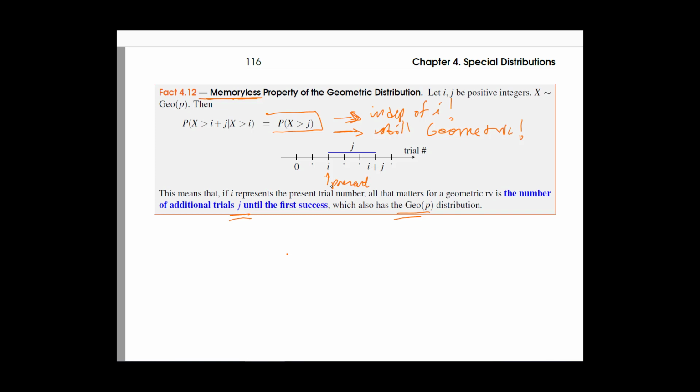Now, in the case of flipping coins, it's intuitive that it should be memoryless, right? Because all these experiments are independent. So it doesn't matter how many times you've lost, the expected number of trials to win is independent of the past, because it's the same coin that you're flipping. We're going to revisit the memoryless property when we talk about the exponential, but in the case of the exponential it's not easy to get the intuition. Here for the geometric it is, because we have these independent Bernoulli trials.